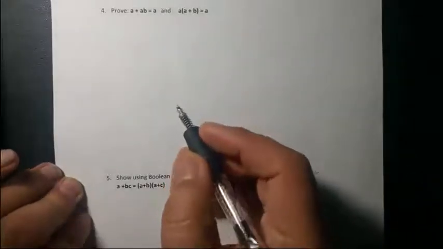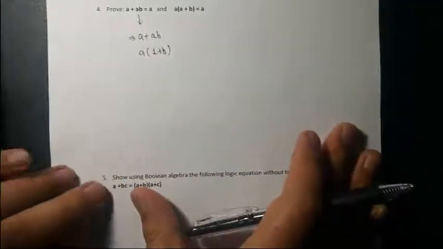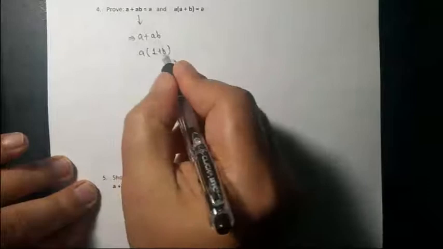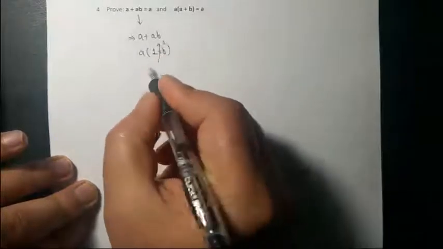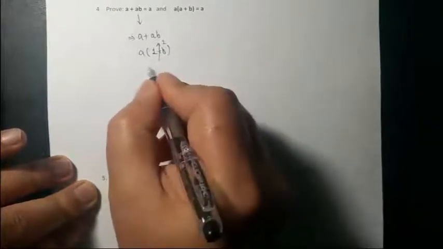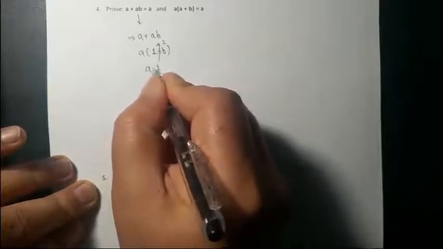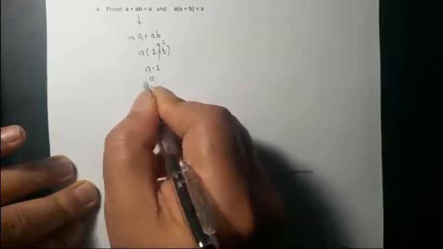Now let's simplify some logic equations, with and without De Morgan's laws. The first one is really easy. It has two problems. First, prove that a plus ab is a. It's really easy. It's a times 1 plus b, right? If you go back and check the logic equation rules, 1 plus anything will give you 1. So that's going to get you just a times 1, and a times 1 is a.